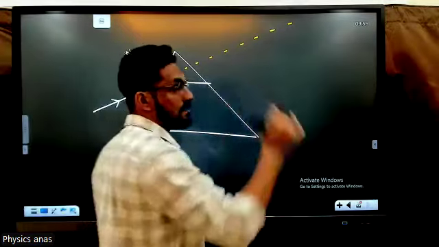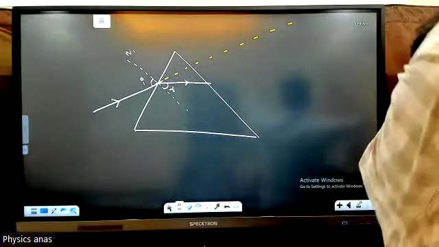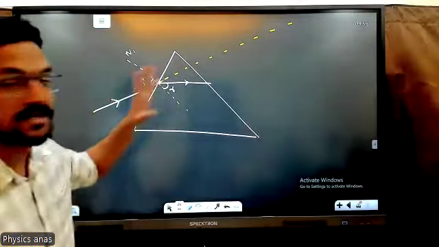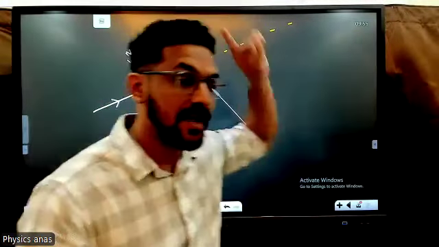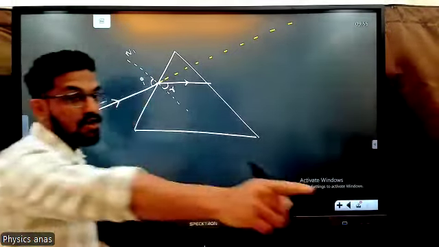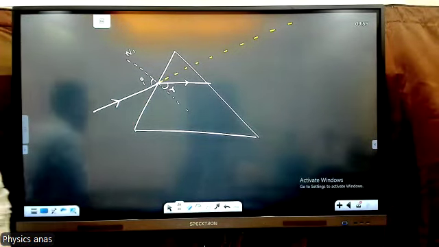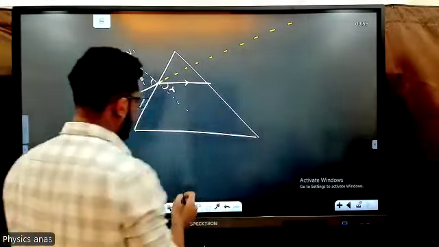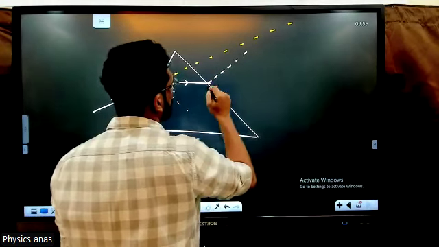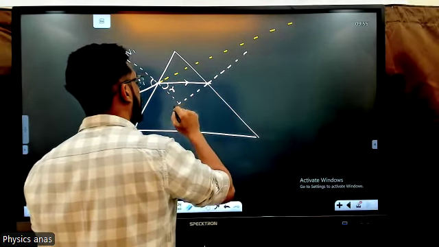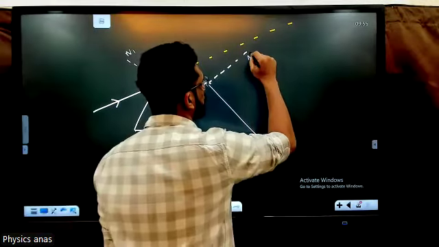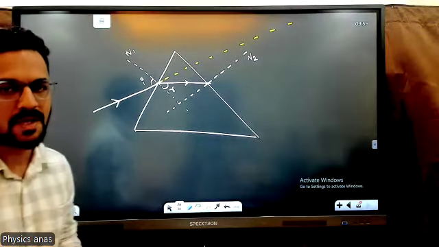At this point, what happens? The light ray will get refracted again. Good? Okay. So you need a normal there also. I can draw that normal perpendicular to the surface like this. This is the normal perpendicular to the surface. Right? You can call it normal 2.